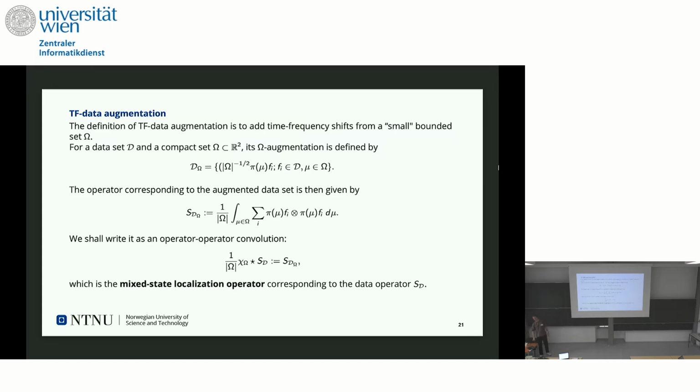We then build up our covariance operators for this augmented data set. Okay, so we augment our data points and consider the covariance operator associated to that. This turns out to be a mixed state localization operator. Okay, so this is equivalent to convolving our original covariance operator with the indicator function on the domain that we're augmenting the data set by. I'm not sure if it's in these slides, but you can actually use this fact to prove what's empirically known, that augmenting a data set actually leads to the smoothing of the principal components or the eigenfunctions of the covariance operator.